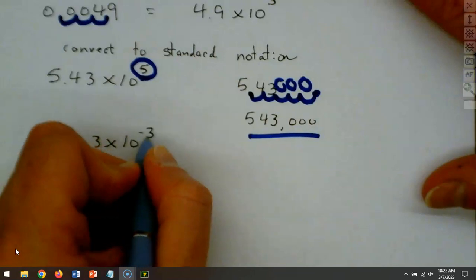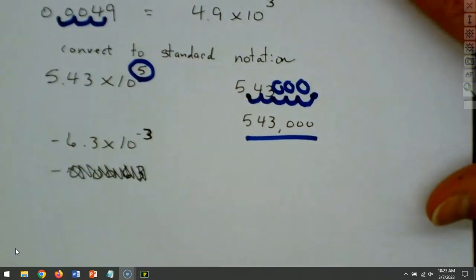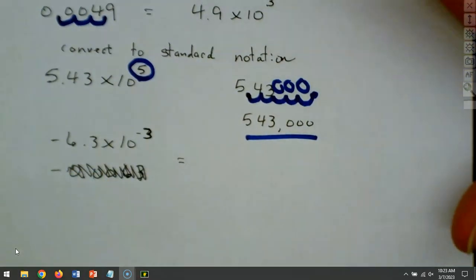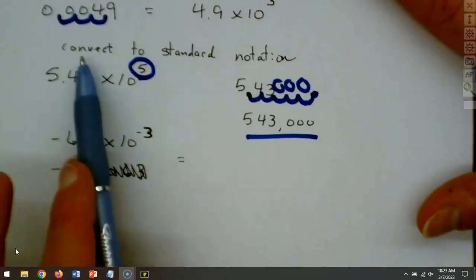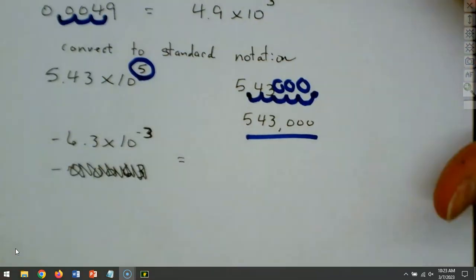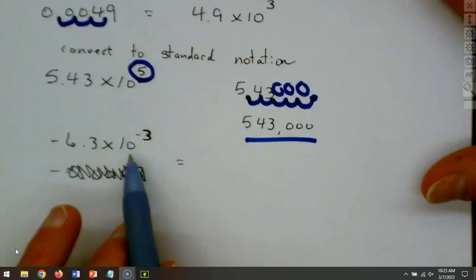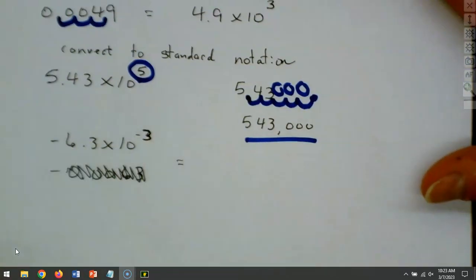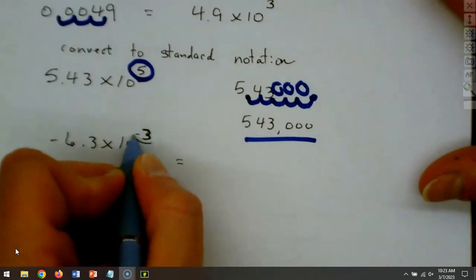Times 10 to the negative third. So let's convert this one. So this is already in standard form, and what would this convert into in scientific notation? Or sorry, convert this from scientific notation to standard form. So we want to convert this to standard notation here. So this is in scientific. So how do we do that? We got to be very careful with the negative exponent.